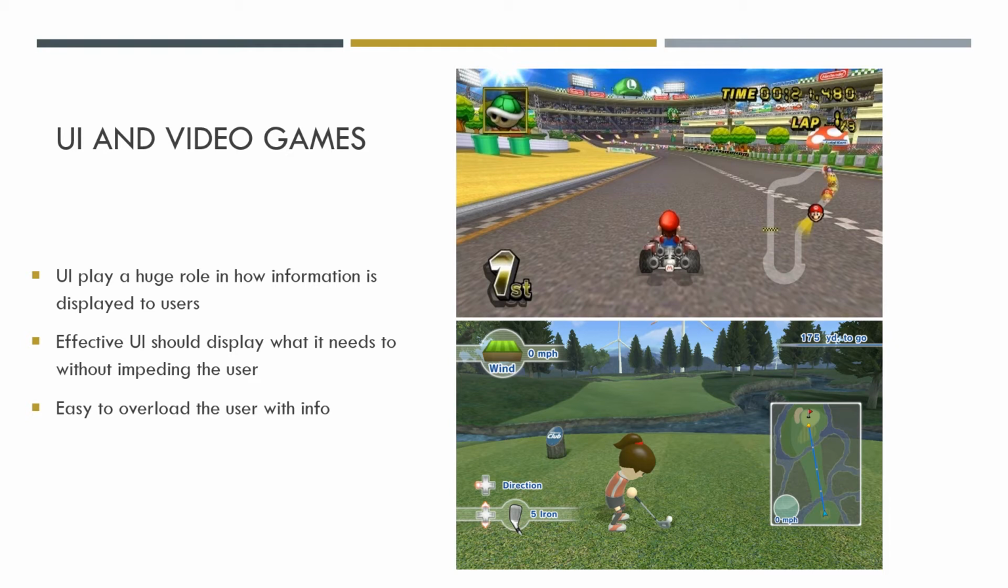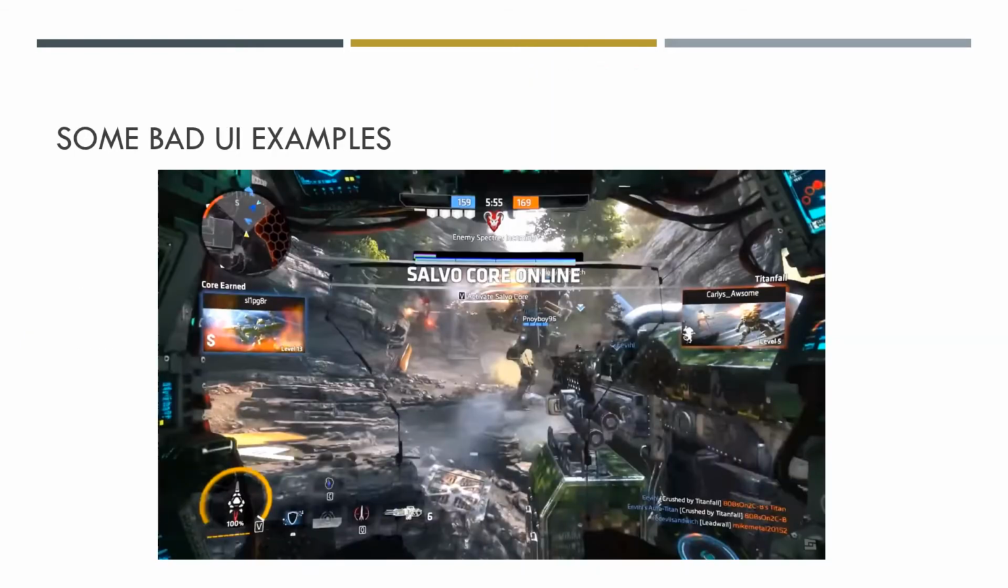The ones I have next highlight the opposite side: ones that don't follow that rule, that might not be so streamlined or uncomplicated. These are some bad examples, per se. You can see this is the Titanfall user interface, and right off the bat it should strike you that everything is blending together. It's very hard to distinguish colors and contrast from each other. It's very busy to look at. There's not a lot of free space to let your eyes rest.